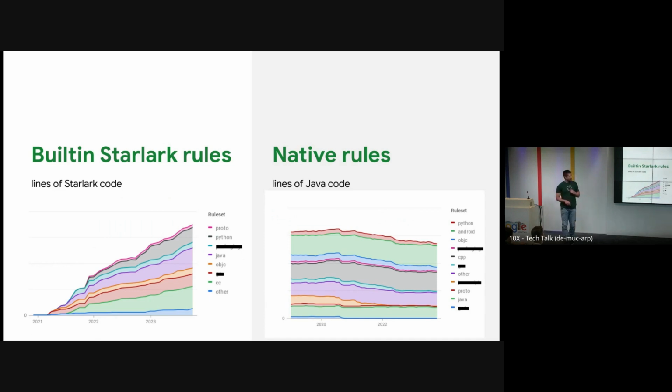So this is the progress that we are making, counting actually all the lines, not just the lines of code. On the left side, you see lines of Starlark code that we've written over the years. The order of magnitude here is 10,000 lines of code. On the right side, you can see the amount of native lines of Java code. The order of magnitude here is 100,000 lines of code. Where are we?